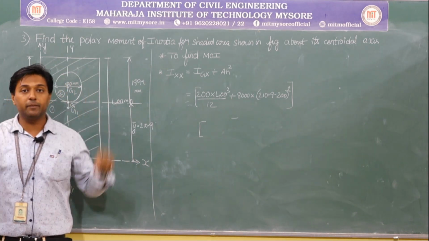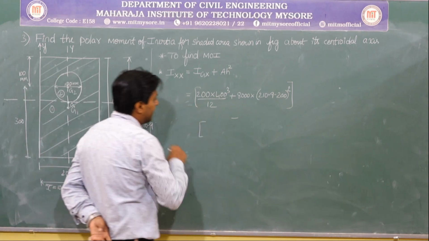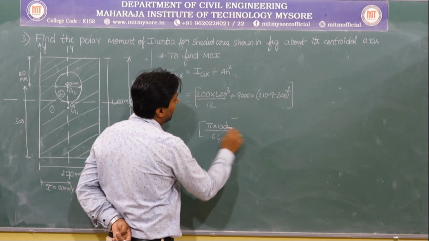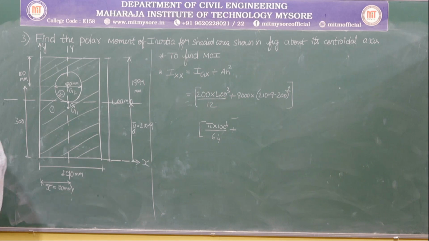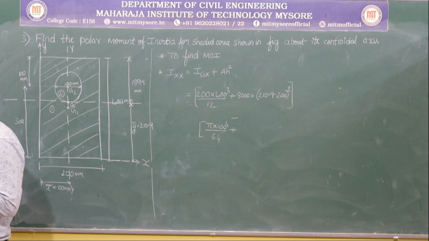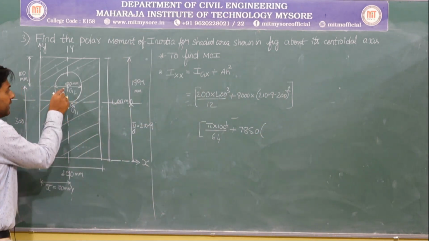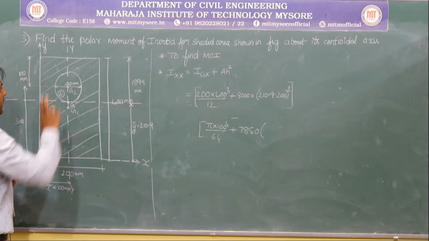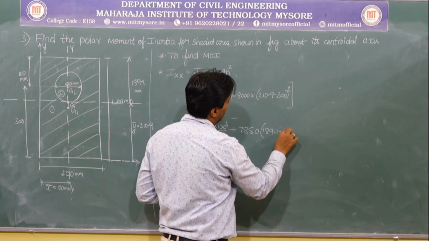So now it is about the x axis. What is the formula? Just refer to that particular tabular column that I have given. It is pi d4 by 64. So about the x axis it is pi d4 by 64, which is Igx, plus area. The second area, I think I calculated it, is 7850, into, please remember the concept, the distance between the centroid of the concerned diagram and the reference axis. I know this distance is 189.1, yes or no? And what is this particular distance? 100. So it is 189.1 minus 100, whole square.